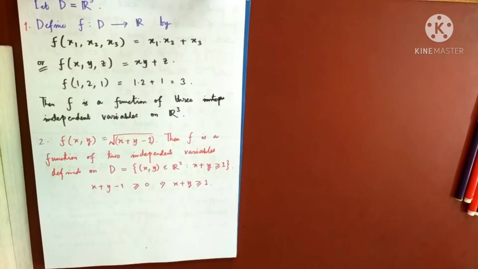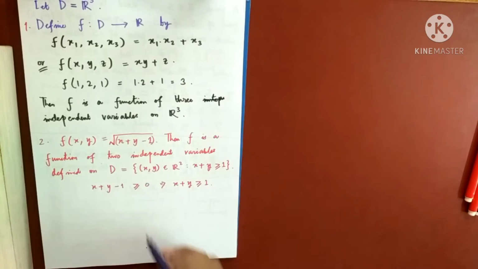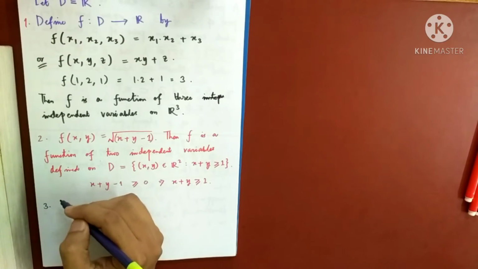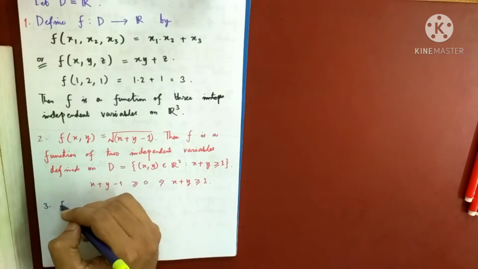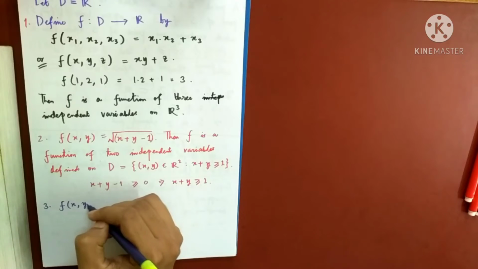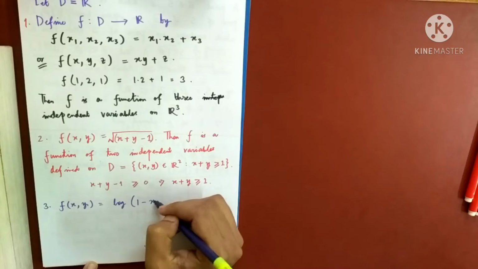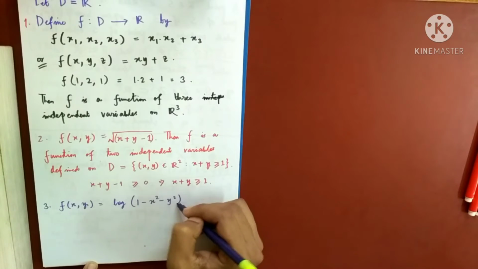Okay, so in the last class we were talking about functions of several independent variables. Let me give you one more example of a function of several independent variables. Consider this example: f(x, y) is equal to log of 1 minus x square minus y square.